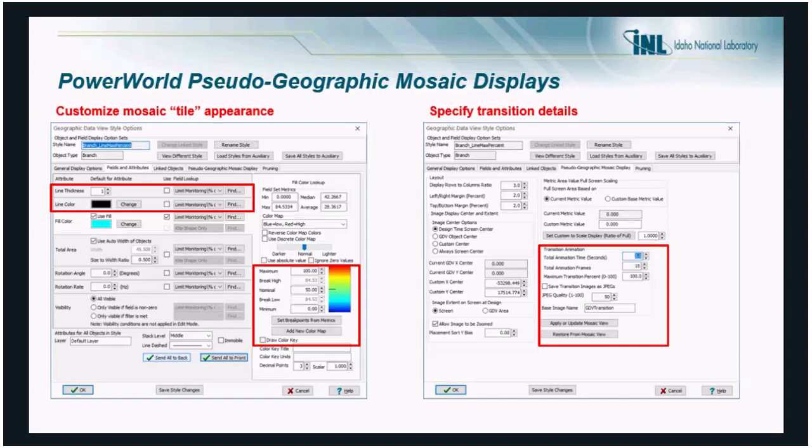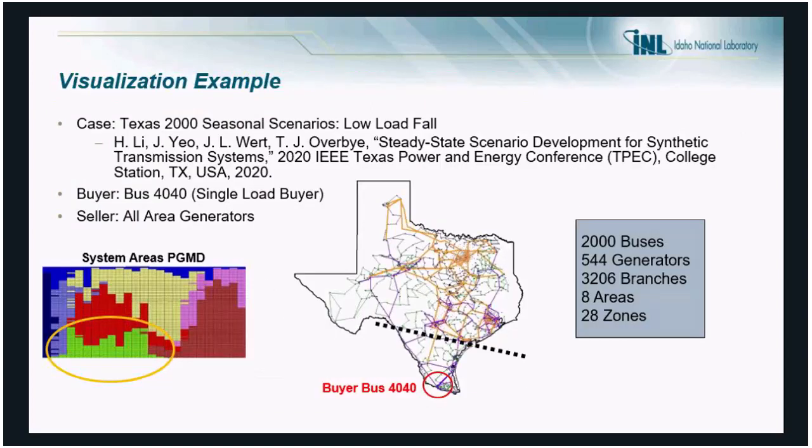Excellent. Thanks, Alicia. For these cases, this is one adaptation of the Texas 2000 synthetic case, and the representation at the bottom is from the low load fall case. These cases were introduced as a set of 8 prototypical high or low load scenarios for each season of the year. So we have high and low load for spring, summer, fall, and winter. This is the low load fall case.